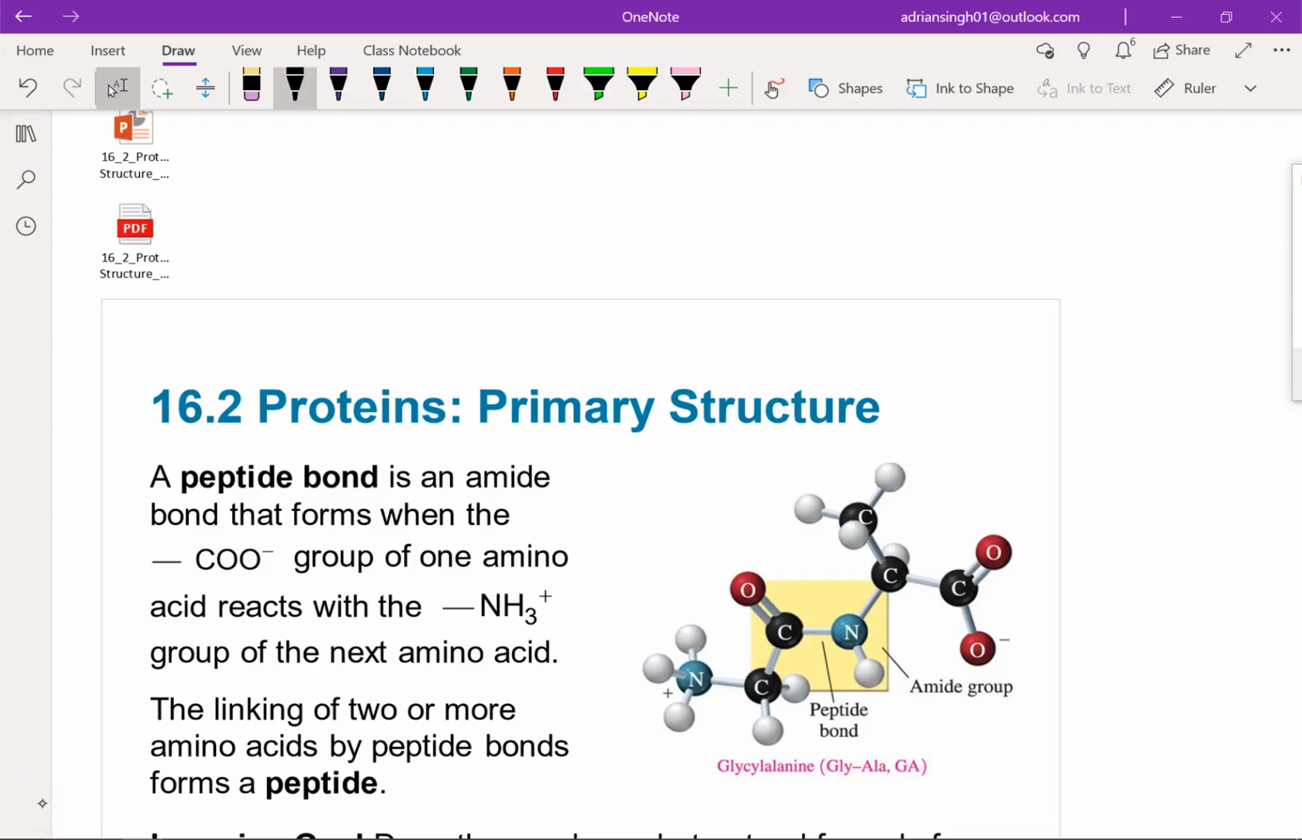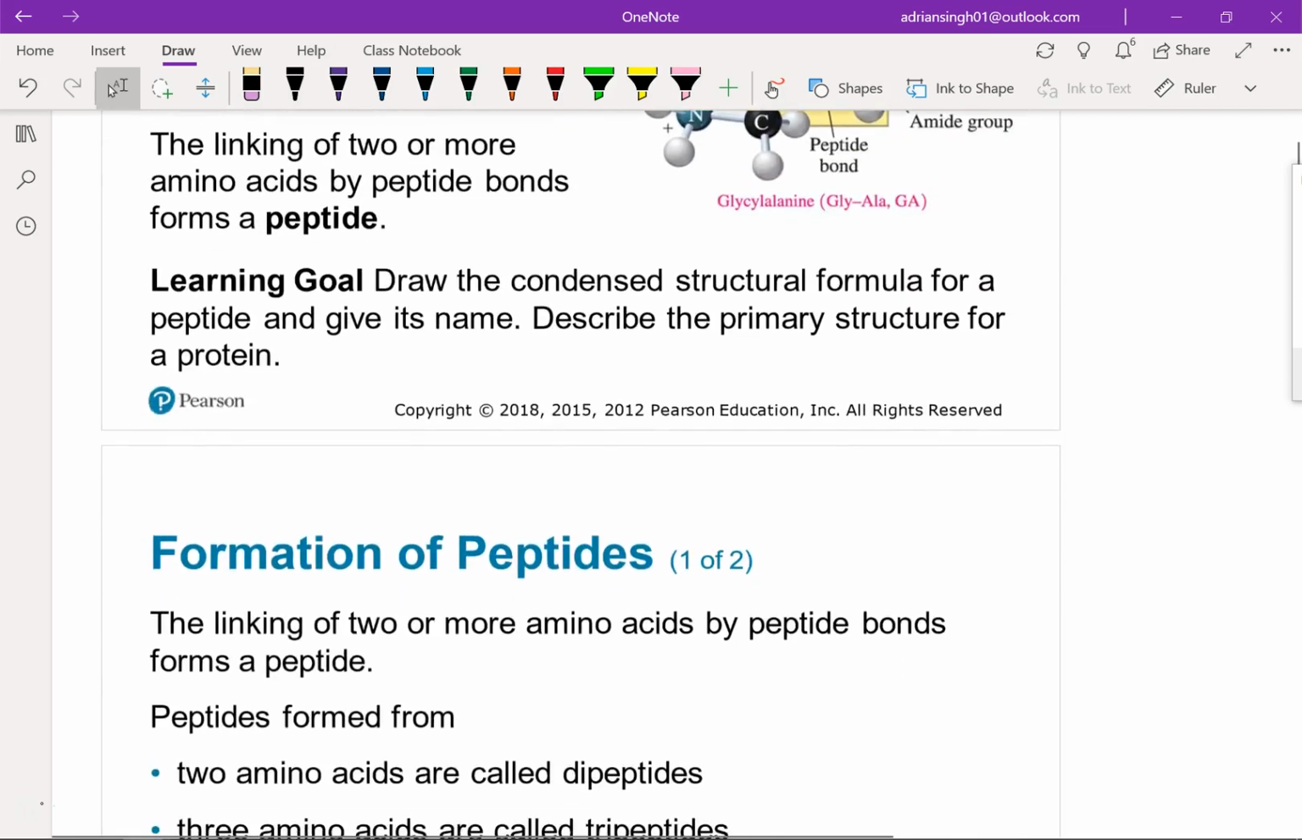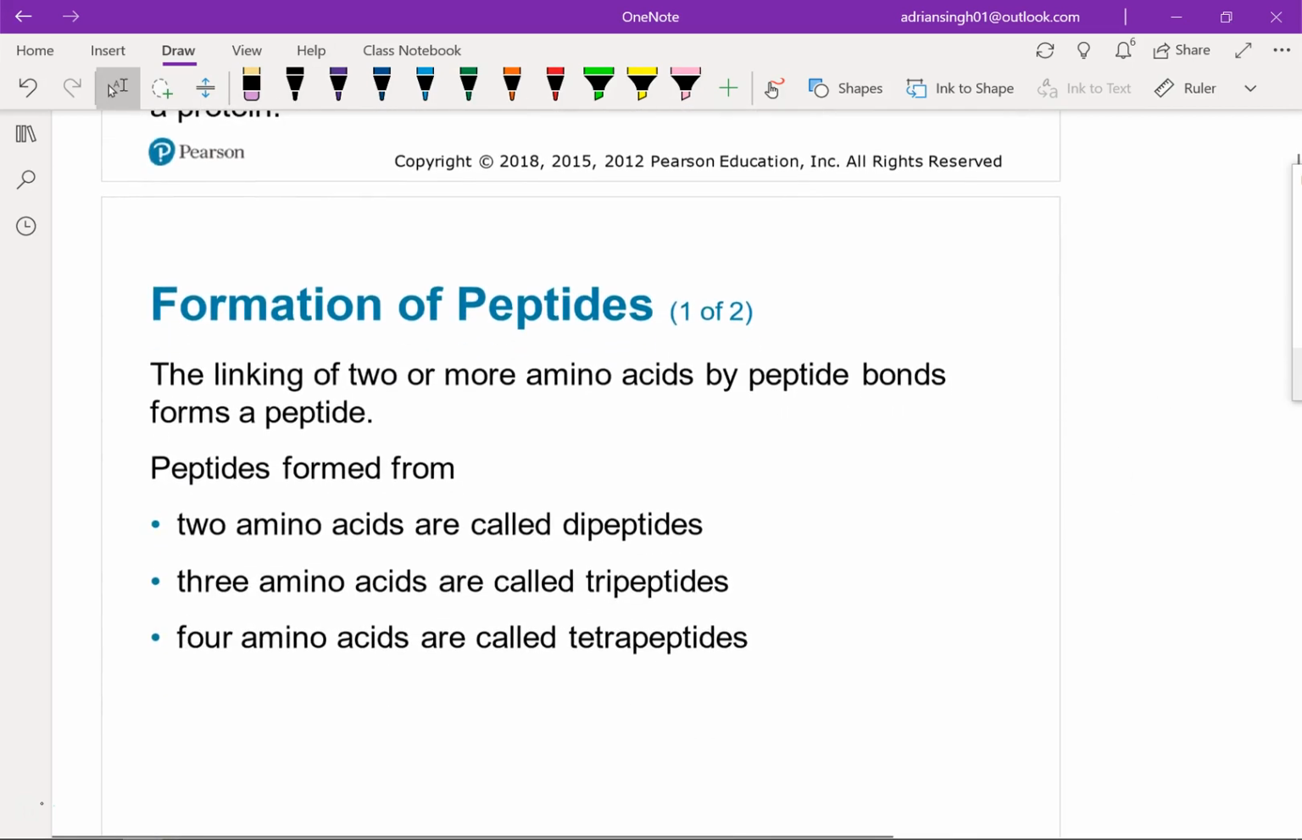Okay, so in the previous section, we saw that proteins are polymers of amino acids. And in the previous section, we looked at those building blocks, the amino acids, and saw what they themselves were made up of. Now we're going to see how those amino acids are linked together. So when we start linking and connecting those amino acids, we're going to link them together.